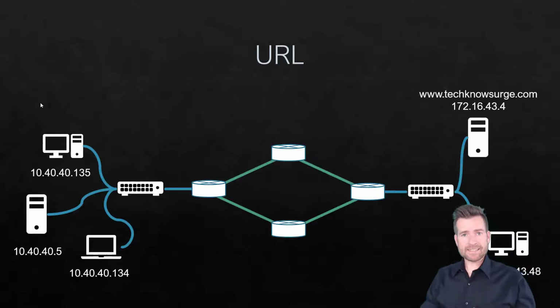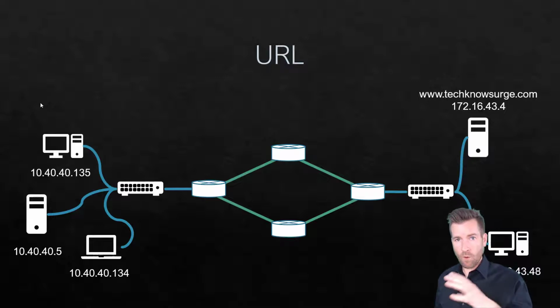All right, the next application layer protocol that we're going to be talking about is going to be DNS. But before we do that, I'm going to talk about URLs. URL is not a protocol. URL is a way to identify resources that are out there. And so there's some specific ways that we configure URLs and what they look like.